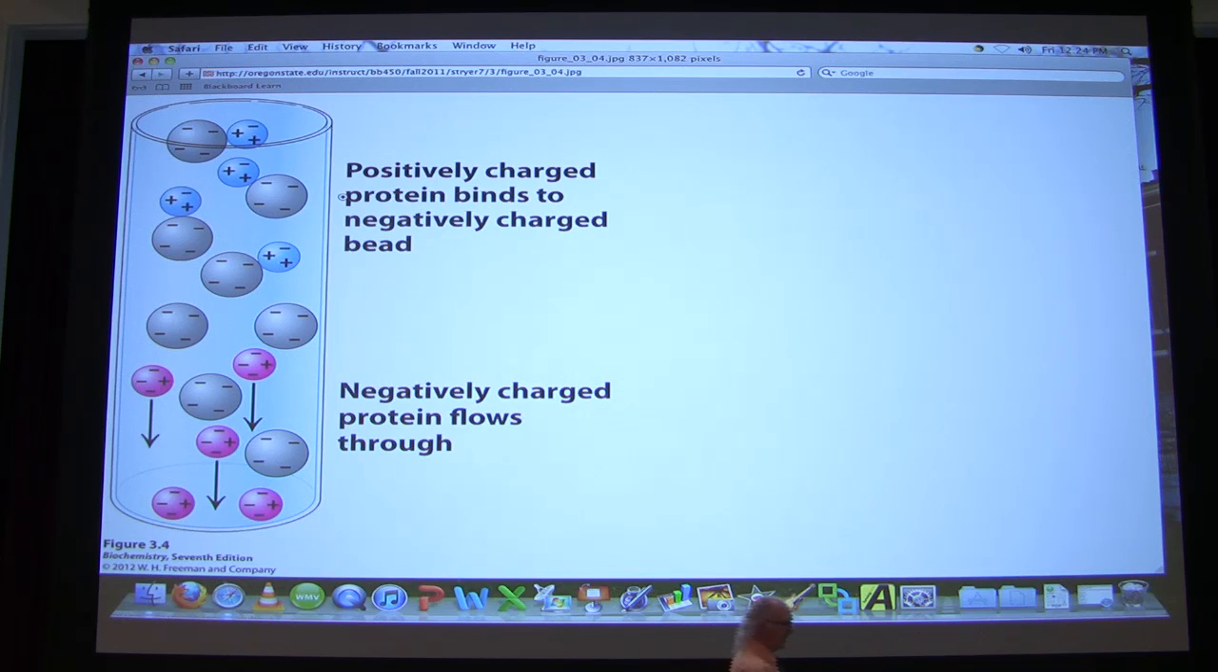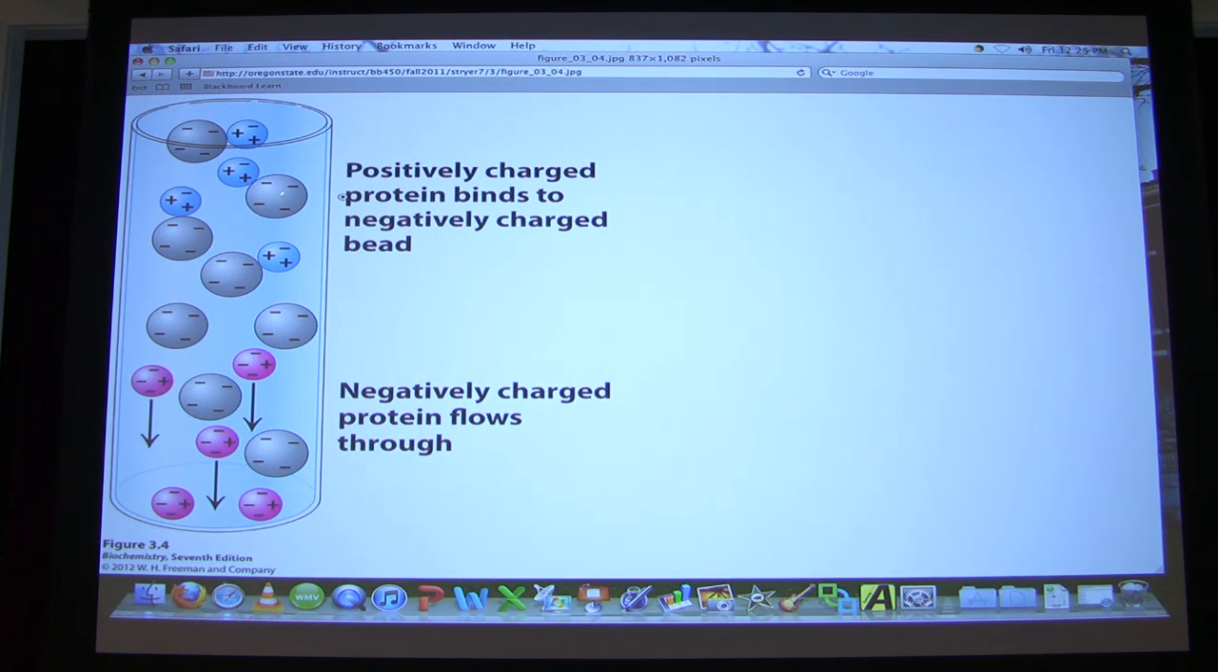I take my solution, I take my buffer, and I mix it just as I did before. I pour my column just as I did before. And those sodiums are still sitting there next to these negatively charged beads. Now I've got my proteins, my mixture of proteins. Some of my proteins will have an overall negative charge. Some of them will have an overall positive charge. Some of them will have an overall charge that's pretty close to zero. So it's going to vary with the protein. How many glutamic acids does it have in it? How many lysines does it have in it? And these are going to determine positive and negative charges.